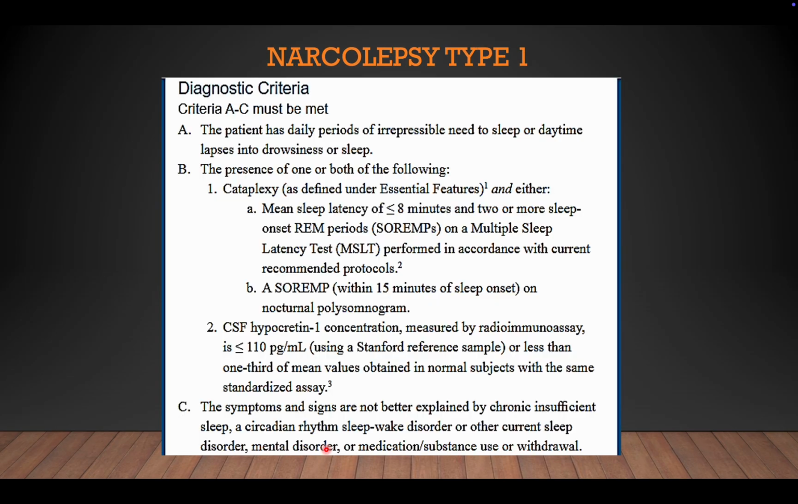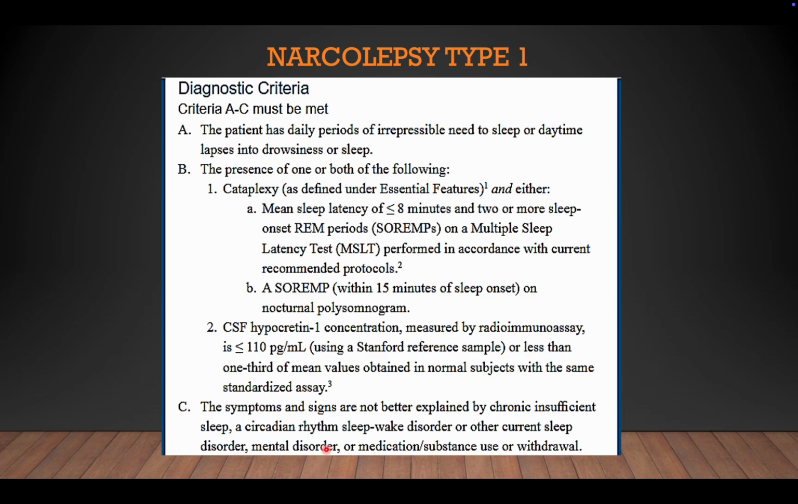Now, there are two types of narcolepsy: narcolepsy type 1 and narcolepsy type 2. In either case, as we discussed so far, the mean sleep latency will be less than 8 minutes, and there will be 2 SOREMs, either 1 SOREM in the nocturnal PSG and 1 SOREM in the MSLT naps, or 2 SOREMs in the MSLT naps.